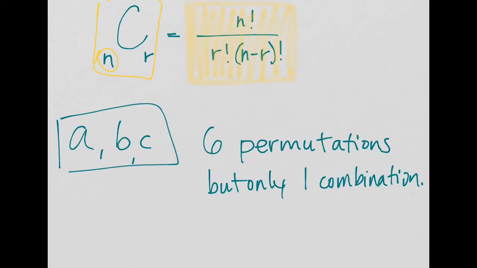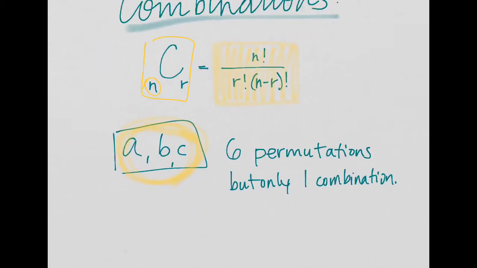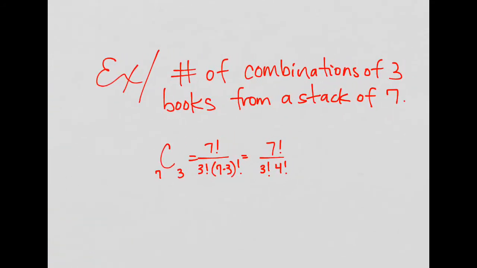Last time we had A, B, and C, right? And there were 6 different permutations because the order mattered. What if I had A, B, and C and I wanted all 3 of them? Well, does order matter? No, not for a combination. So there's really only one combination of A, B, and C. Doesn't matter which order, so there's only one way I can have those 3 letters if those are the 3 letters I have. Alrighty.